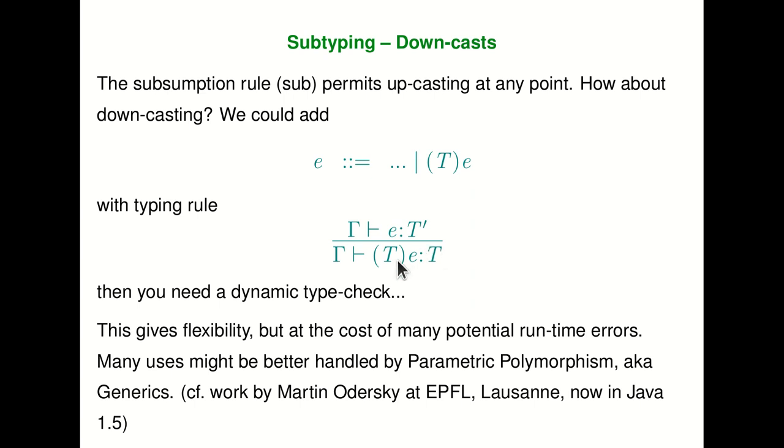So when you do a cast, casts have to be able to fail at runtime. In Java, if you do a downcast and it's not true, then you get an exception at runtime. This gives you a lot of flexibility, but at the price of many potential runtime errors. One thing you'll experience programming in languages with generics like ML or even Java these days is that many uses of downcasting can be handled better by using parametric polymorphism or generics. Once you have a language with generics, you'll find yourself turning to downcasts much less frequently.